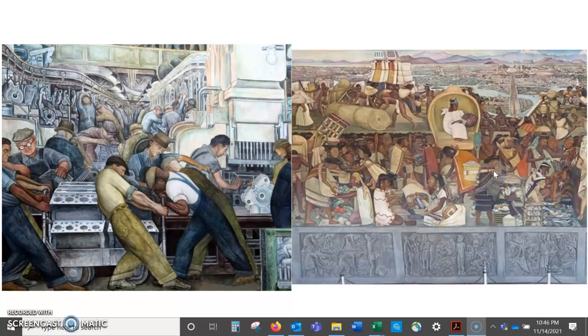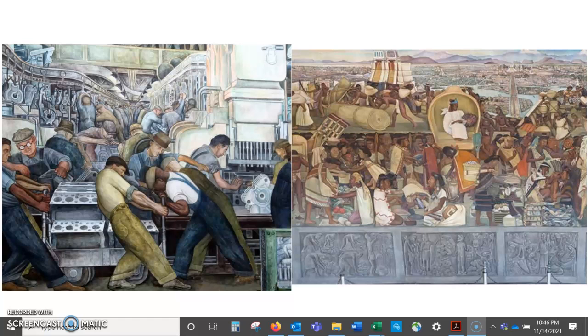Although the scenes shown here are very different, the themes they strive to achieve are actually not very far apart. They both have a theme of progression and advancement. It's just that this one, the History of Mexico, is referring to the culture of the Mexican people, and the other is technology and the culture of the people from Detroit. So both of these murals were also commissioned by very important people and organizations.